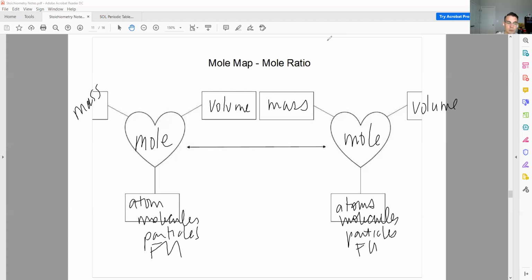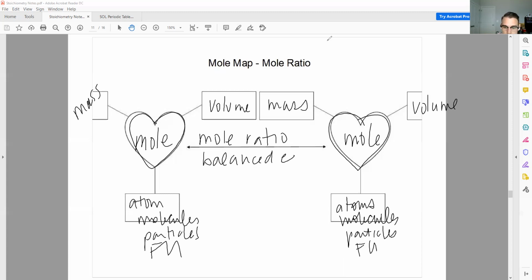Okay, so the thing that we're focusing on at this point is going to be converting between moles and moles. And to do that, we're going to look at the mole ratio, kind of like we did in the first thing, but we're going to get our mole ratio from our balanced equation. Okay, so now we're using our balanced equation to convert from moles to moles.